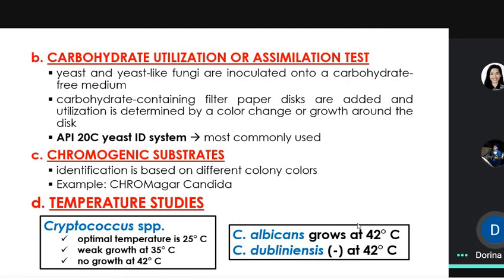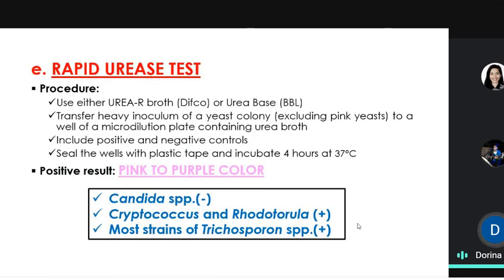And then you can do temperature studies, wherein you see that Cryptococcus has an optimal temperature. If you go back to our lesson in bacteriology, you have the optimal, then you have the minimum to maximum temperature wherein your microorganism can grow. The optimal temperature for Cryptococcus is 25 degrees, so at 35 it does not grow much, and at 42 it no longer grows. Now, trying to differentiate your albicans using temperature studies, you will see that albicans will grow at 42, while Candida dubliniensis will not grow at 42.